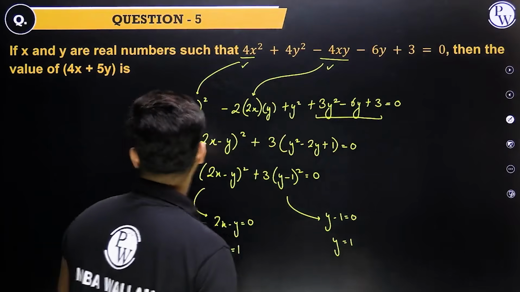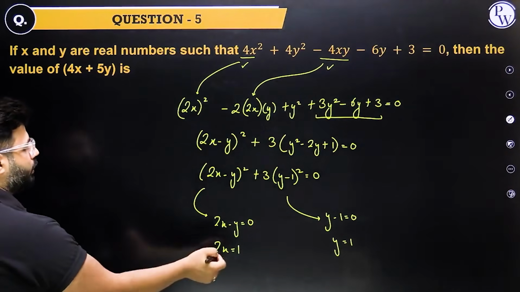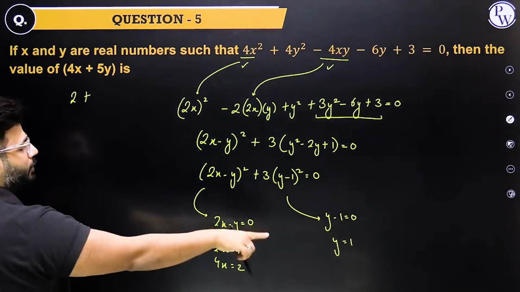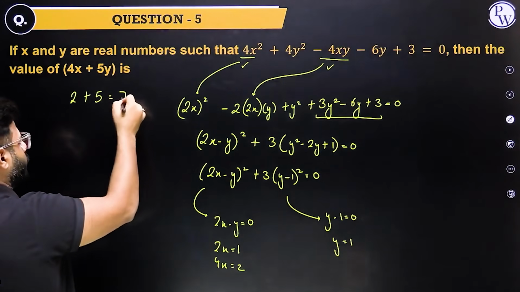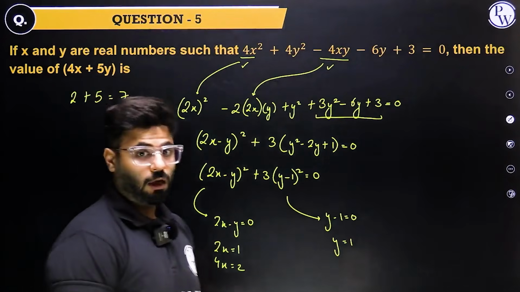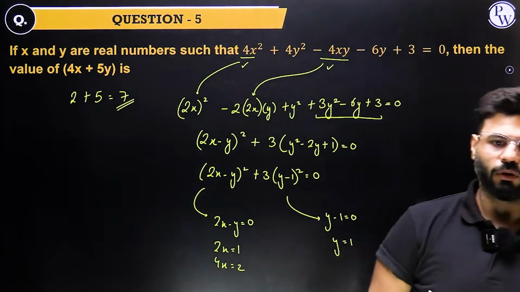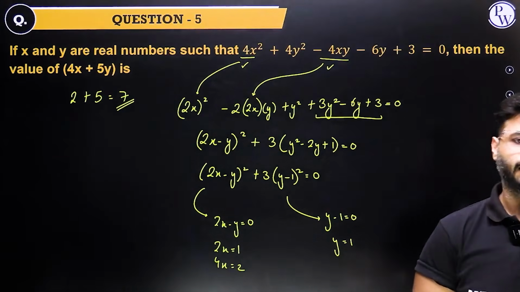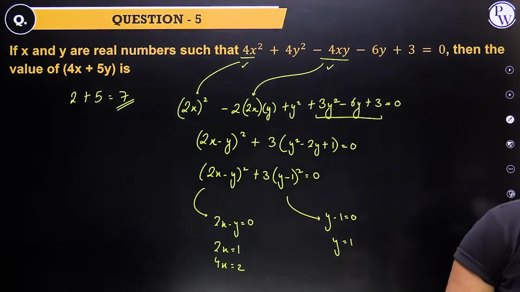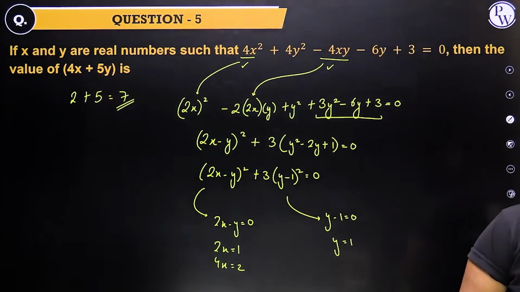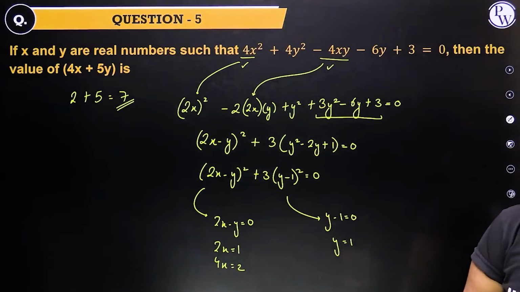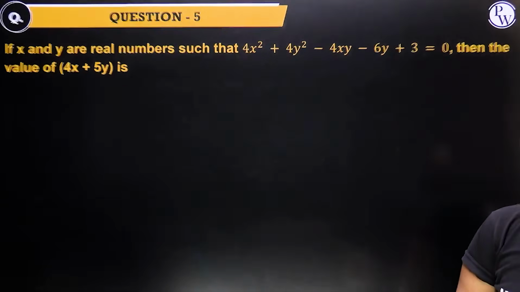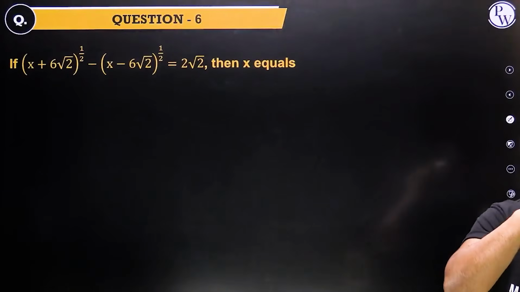You're asking me what? 4x plus 5y. 2x is 1, so 4x is 2. 5y is 5 into 1, that's 5. Answer comes out to be 7. Tough to observe, but if you could observe that you have to convert it into a perfect square, then absolutely doable, right? Just the first step is important. Let's have a look at one more, a good algebra question. Pause and try, guys, otherwise no point, right? Pause and try this one.